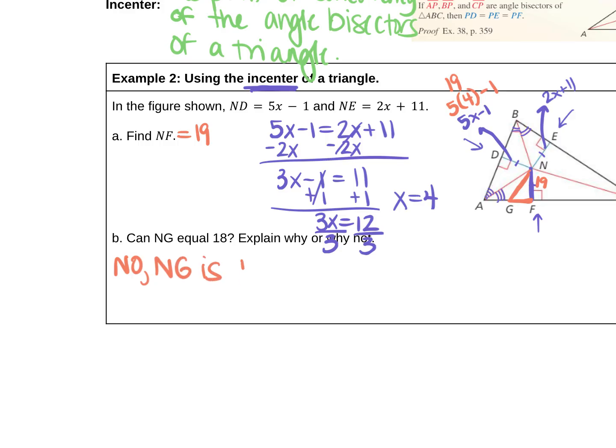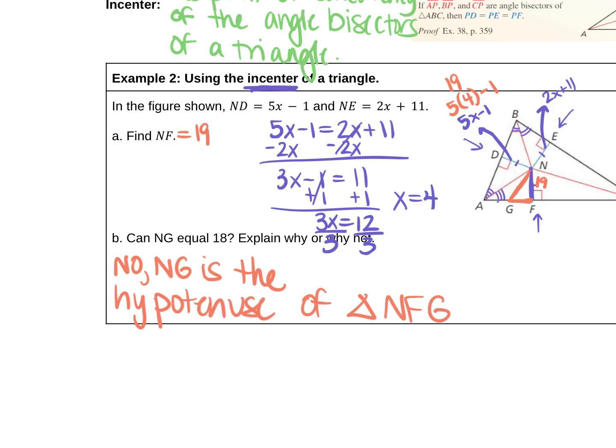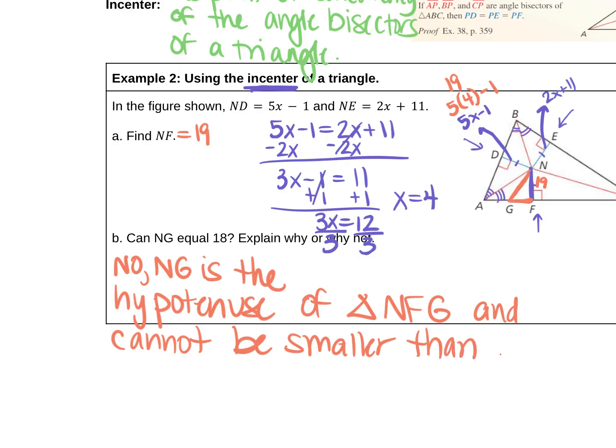So we would say, no, NG is the hypotenuse of triangle NFG and cannot be smaller than NF, which is a leg. So that's one way to look at it.